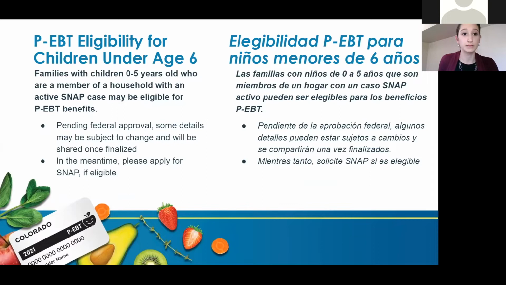All right, so I want to cover a couple points that are pending federal approval at this time, making it very clear that this is all tentative until we have that federal approval. What I can share today is that families with children ages 0 through 5 who are a member of a household with an active SNAP case may be eligible for P-EBT benefits. Again, pending federal approval, more details will be shared once this plan is finalized. In the meantime, we encourage you to apply for SNAP if eligible.